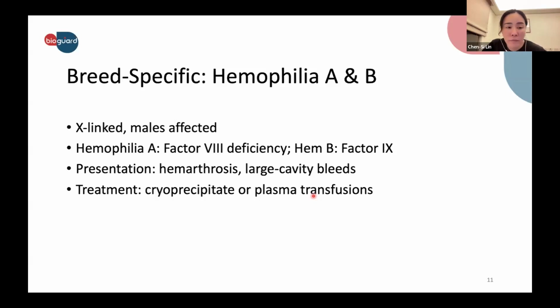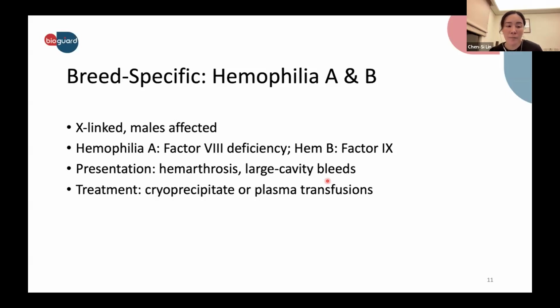That's why we see these clinical symptoms. For the diagnosis, we confirm a prolonged aPTT but a normal PT, and confirm with specific factor assays. As we mentioned before, we can use an ELISA kit to measure the factor 8 and factor 9 concentration in the blood to reach the final diagnosis.